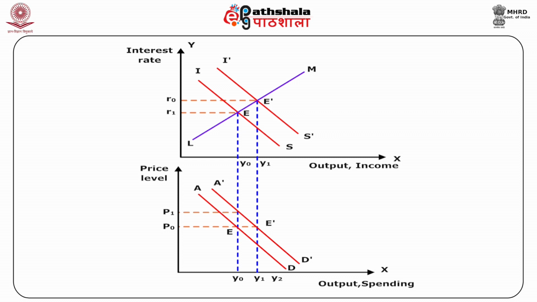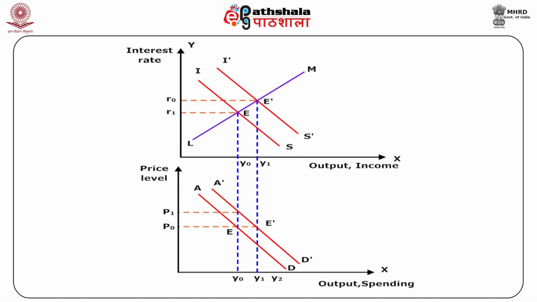So we have this situation that the original equation is between LM and IS, and they are equal at point E. The rate of interest is R1 and the level of income is Y0. Then the IS function shifts to the right, I prime S prime, because of additional government expenditure. The new equilibrium is E prime. At E prime, the rate of interest is R0 and the level of income is Y1.